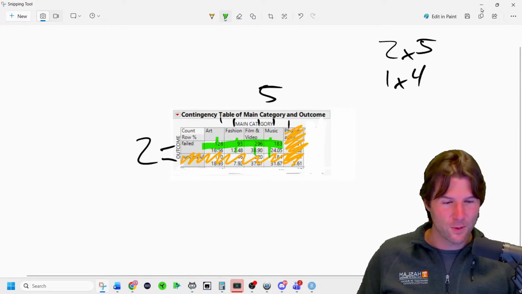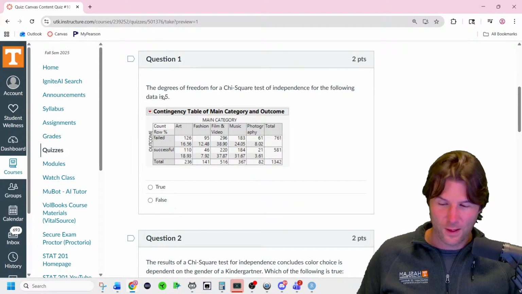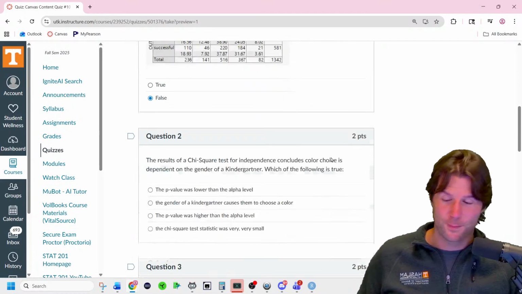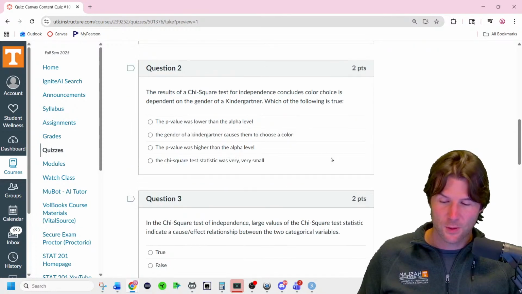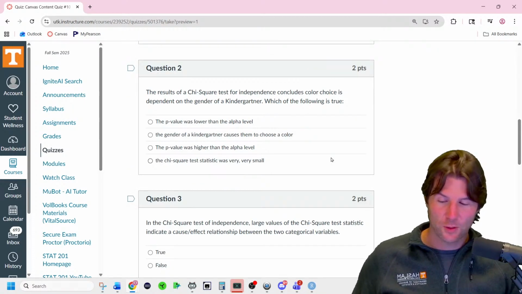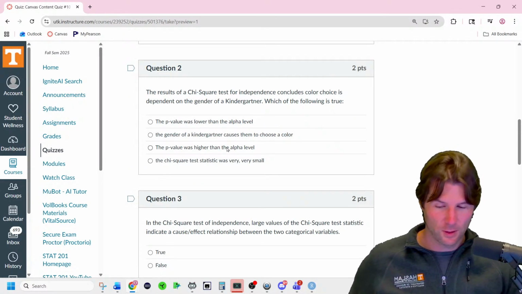So, hey, Reptar, good to see you there. Is there 5 degrees of freedom here? No, there's 4. The chi-square test of independence concludes color choice is dependent on gender.